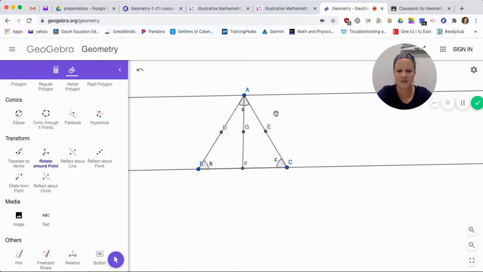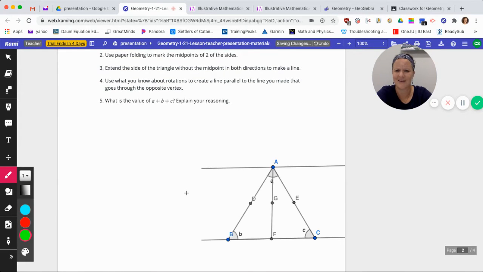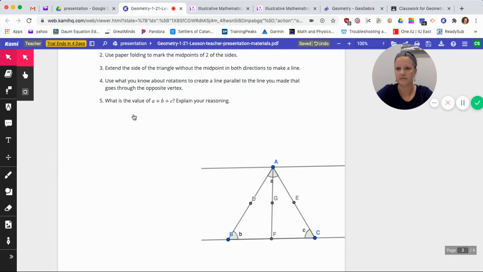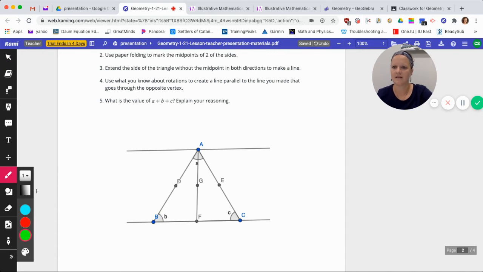So I'm going to take a picture, and then I'm going to see if I can put it right here. Ooh, it worked. Oh, don't want that. So I want to be able to draw on this.